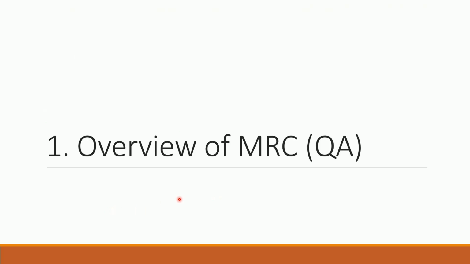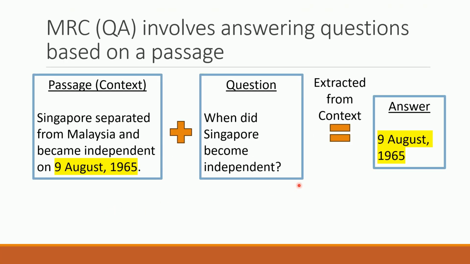So first, an overview of MRC QA. MRC QA involves answering questions based on a passage. So the passage is over here. Singapore separated from Malaysia, so on, 9th August 1965. And then when I give the question, which is when did Singapore become independent, what MRC QA is supposed to do is extract from the context the correct answer.